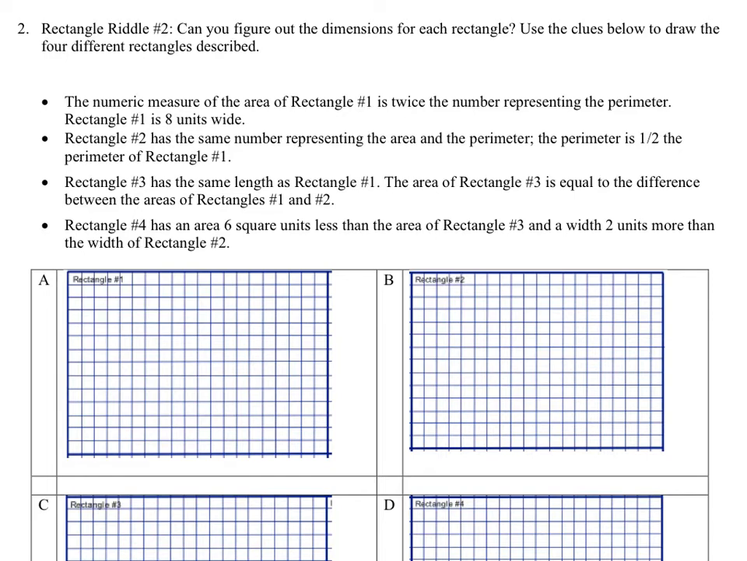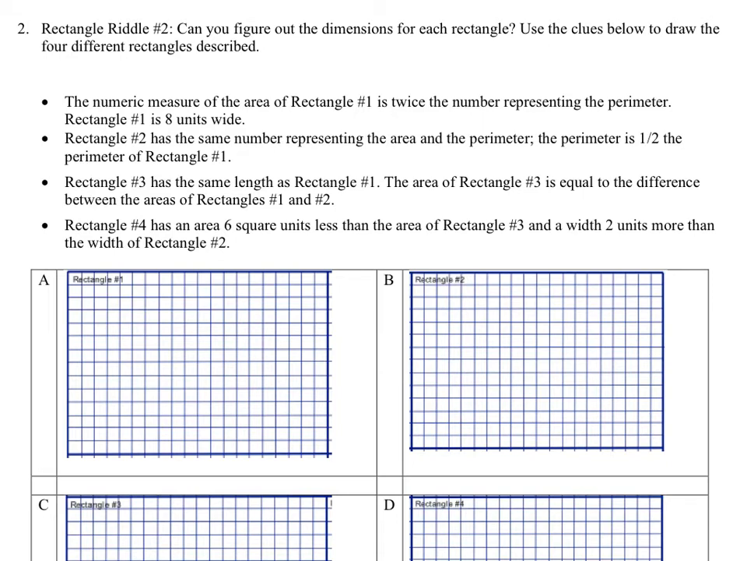Third clue, rectangle number 3 has the same length as rectangle 1. The area of rectangle 3 is equal to the difference between the areas of rectangles 1 and 2. Rectangle 4 has an area of 6 square units less than the area of rectangle 3, and a width 2 units more than the width of rectangle 2.